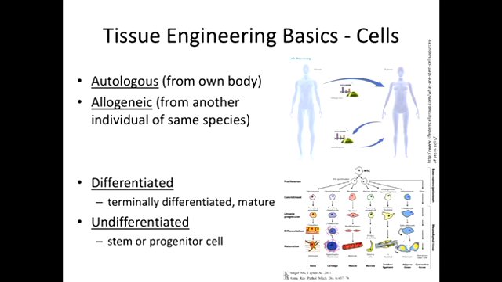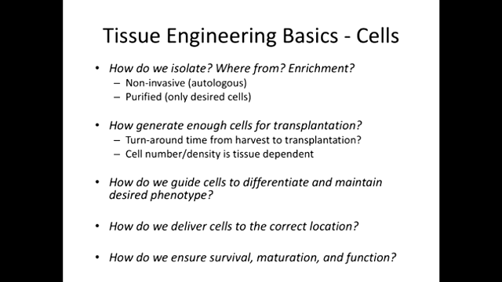Or do you use differentiated cells, terminally differentiated mature cells that can be derived from your undifferentiated cell types? And you would need to consider where you would isolate them from. If you're going to use autologous cells, you want to make it a non-invasive procedure. Where from, what part of the body, and this is more specific to adult stem cells or tissue stem cells. How do you enrich? So you need to isolate them, you need to purify them, you need to enrich them. And by enriching, it means that you're actually generating a relatively homogeneous population of cells.